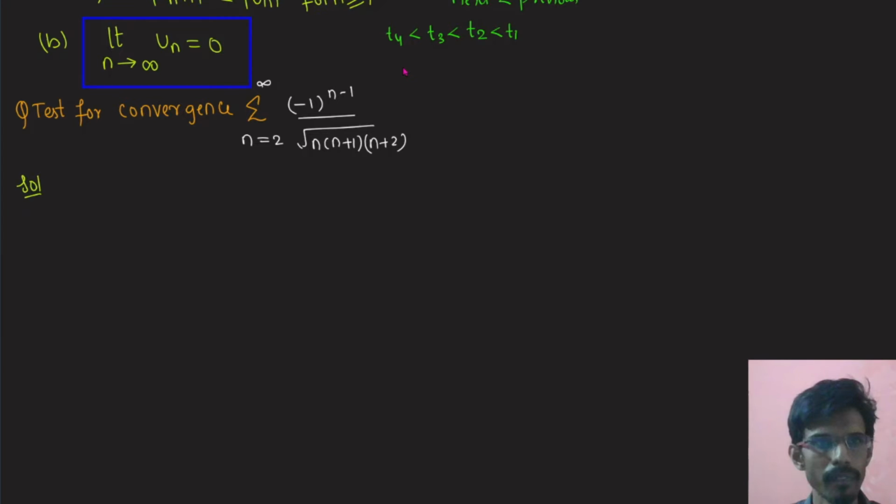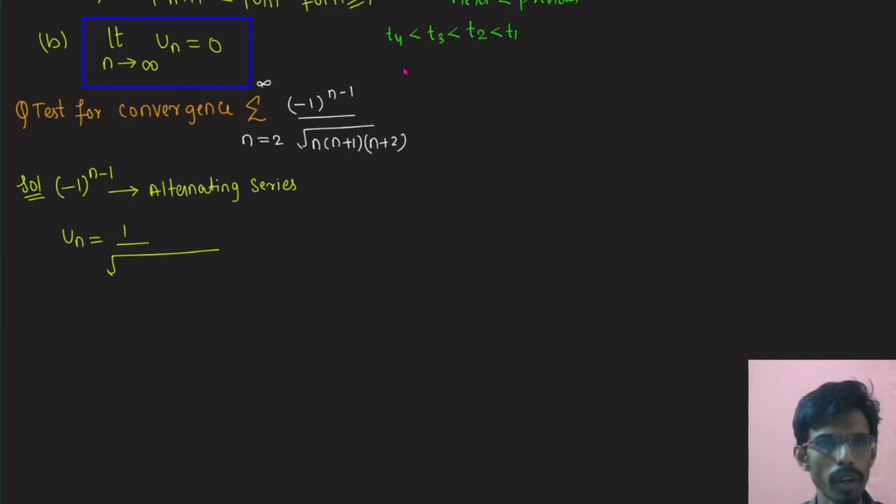Now in the numerator we see that we have (-1)^(n-1). This indicates the series is alternating, minus, plus like that. So the given series is an alternating series. Now the general term, that is the nth term, will be un, that is 1 upon root over n(n+1)(n+2). Right? Now we want un+1, the next term.